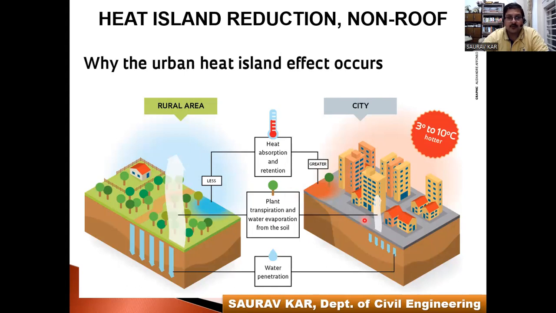Then another problem, plant transpiration and water evaporation from the soil. In rural areas, plant transpiration and water evaporation take place, but here no plant transpiration, no water evaporation is available because the surface of the earth is covered. It is layered with cement concrete, or bitumen for roadways also, right?